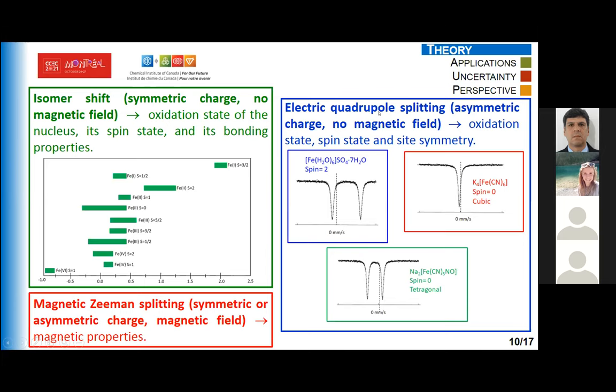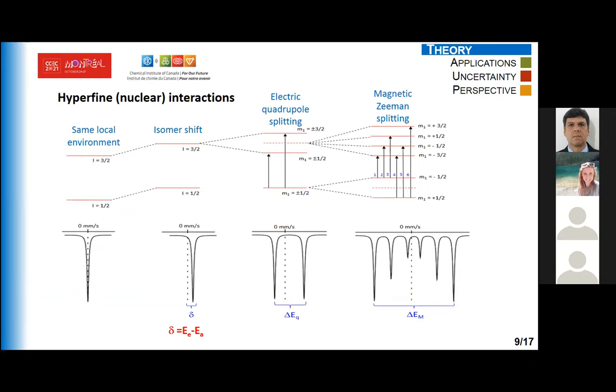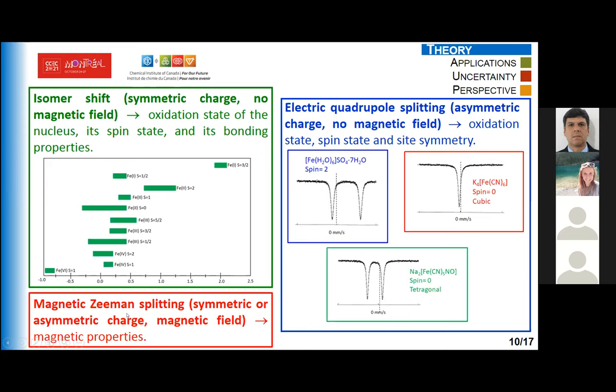Finally, the magnetic Zeeman splitting occurs when the nuclear states show a magnetic dipole moment and when a magnetic field is present. Also in this case, we have a splitting of the nuclear energy. And in this case, we obtain information about the magnetic properties of the materials.